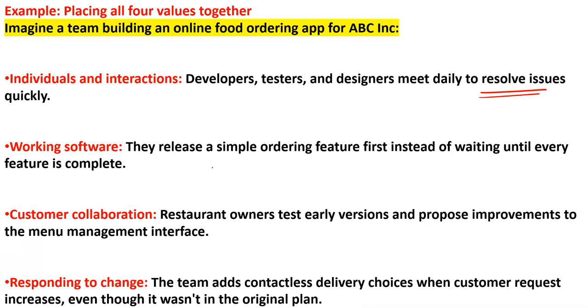Working software. They release a simple ordering feature first, or the prototype first. On the basis of their feedback, they will improve, right? Instead of waiting until every feature is complete. Customer collaboration: restaurant owners test the early version and propose improvements to the menu management interface. The third is responding to change over following a plan. So responding to change, the team adds contactless delivery choices when customer requests increase, even though it was not in the original plan. So here you can change the roadmap.